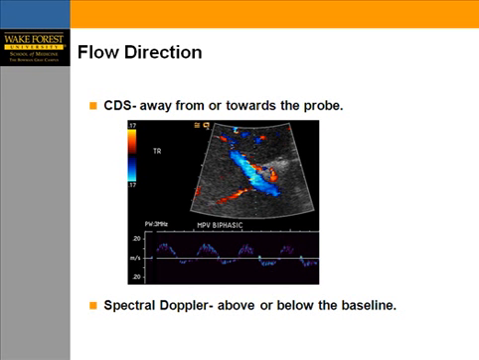So this is a slide showing the flow direction that we appreciate on an image. We see the grayscale in the background. We see the overlay of the color Doppler, and we can see in the bottom of the slide the spectral wave Doppler. So we have the combination of all three in the same view or the same image.